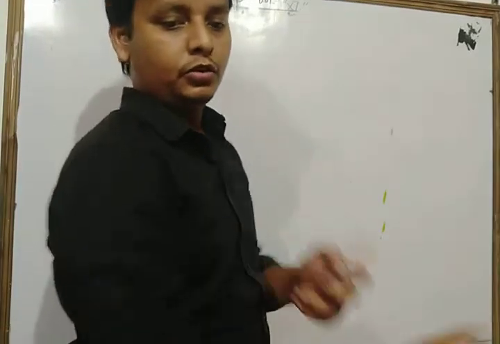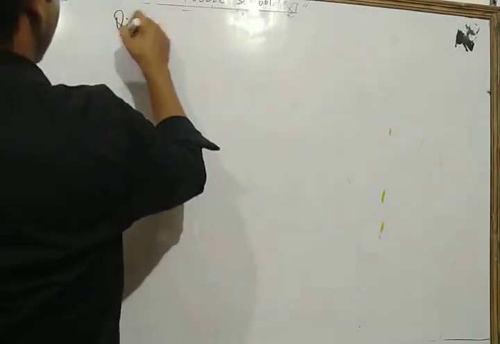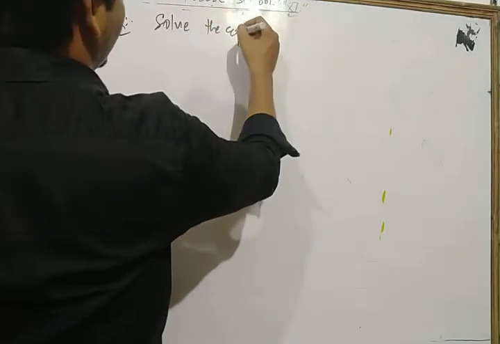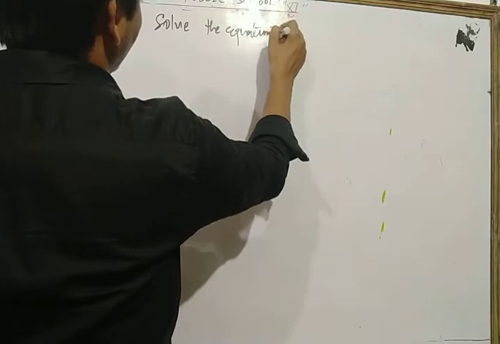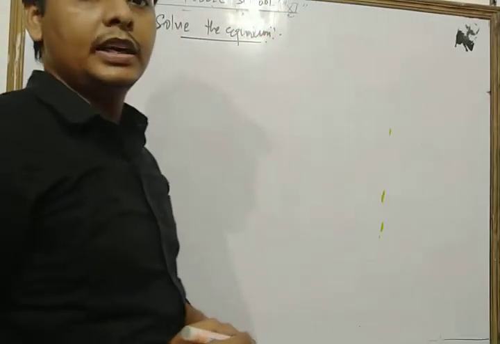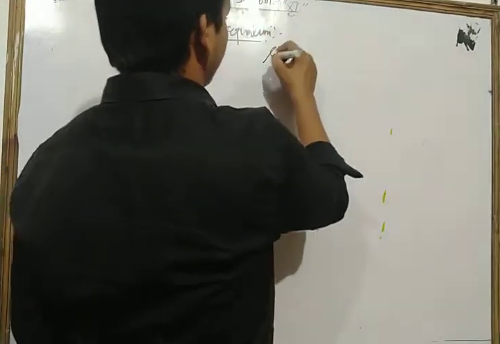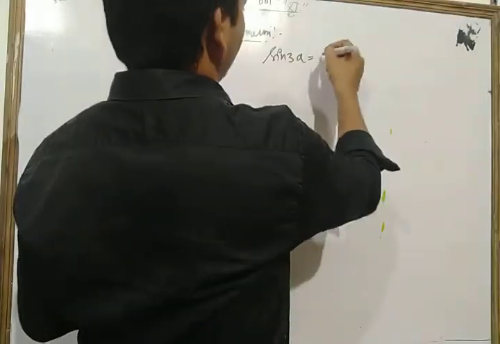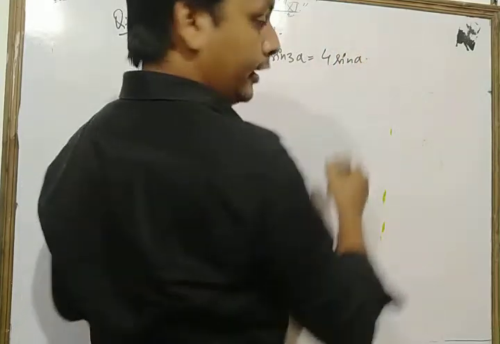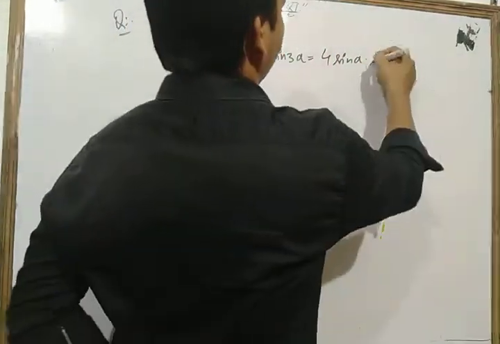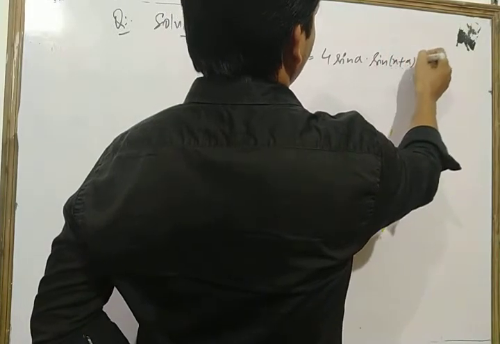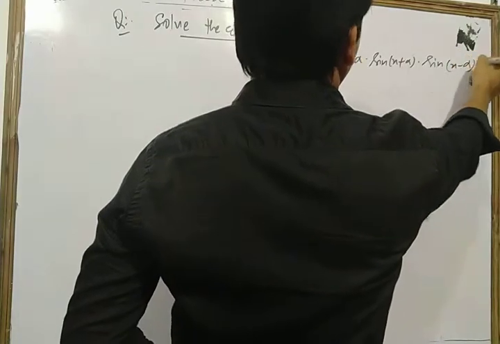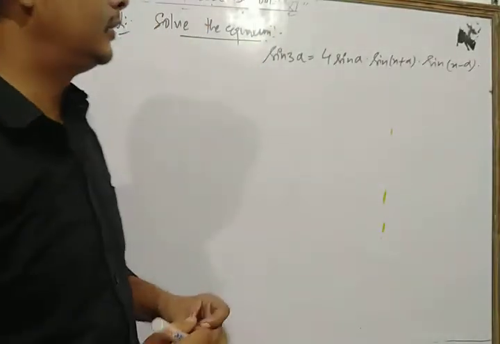Now let's see some other question. Solve the equation. Your equation is sin 3 alpha is equal to 4 sin alpha into sin x plus alpha into sin x minus alpha. This is our question here.